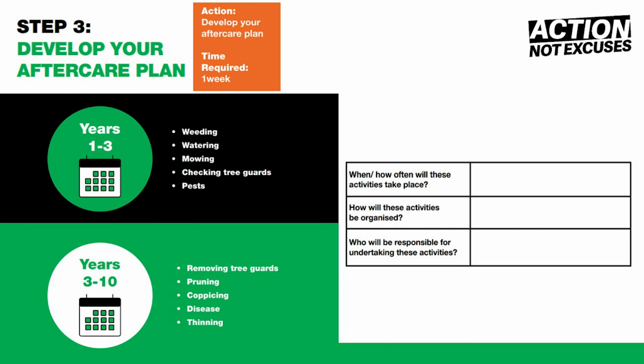Weeding is probably the most important step in giving your trees the best start in the first 1 to 3 years, because you want to make sure that nothing's encroaching on the growth of your tree. So we generally say that you want to keep about a 1 metre diameter around the tree, clear of weeds and grass, for the first 2 to 3 years or so.